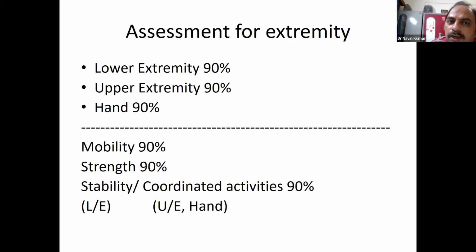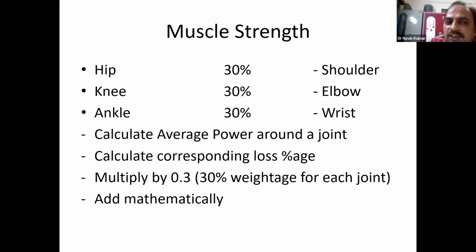So assessment for extremity: one lower extremity, one upper extremity, each has 90%, and hand separately has 90%. And then this is again subdivided into mobility, strength, stability in lower extremity, and coordinated activity, which again has 90%. Hand we will deal with separately. There is a different way of division for hand. So first is muscle strength. In a lower limb, hip, knee, and ankle, and in an upper limb, shoulder, elbow, and wrist, all are equally given a weightage of 30, 30, 30. So that will combine to a total of 90.